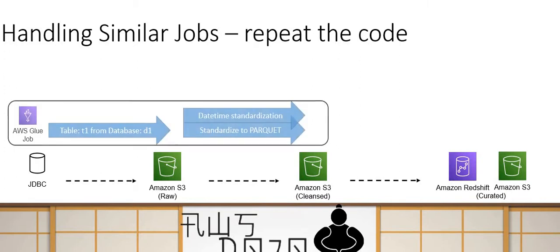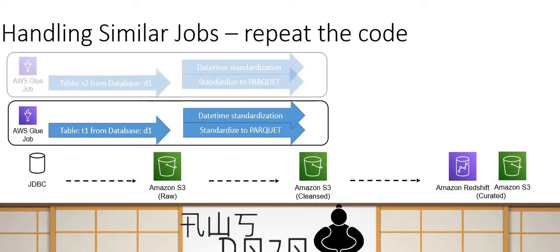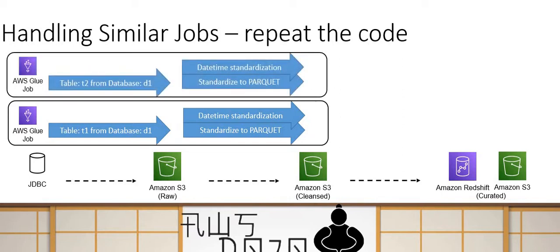So one way could be, okay, fine, my one pipeline took data from table T1 of database D1, put it into an S3 bucket, then converted it to Parquet, and also standardized on date time. So you wrote code for one pipeline like that, but then when you wrote the second pipeline, you repeated your code. If you have 100 jobs and you're doing similar things in 100 jobs, you're repeating your code 100 times.